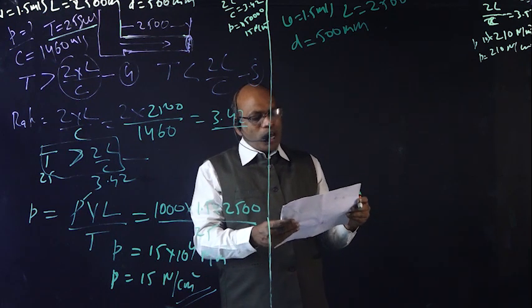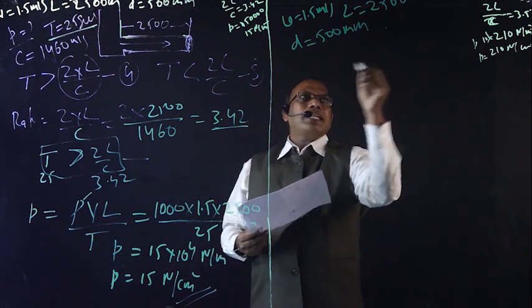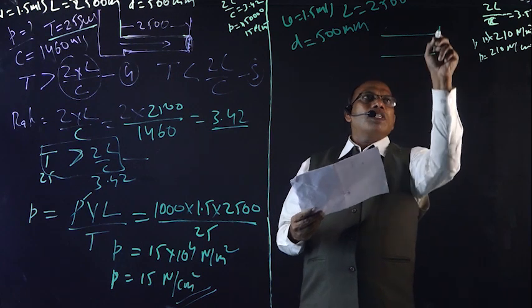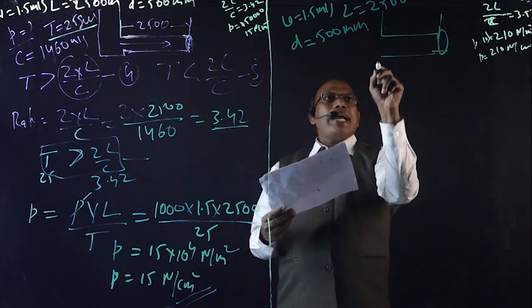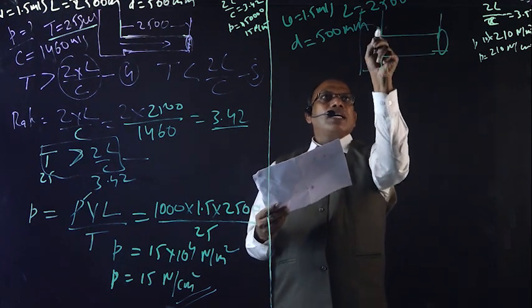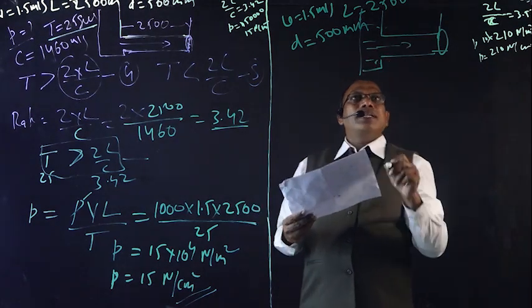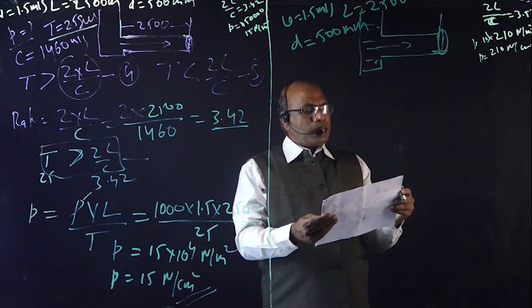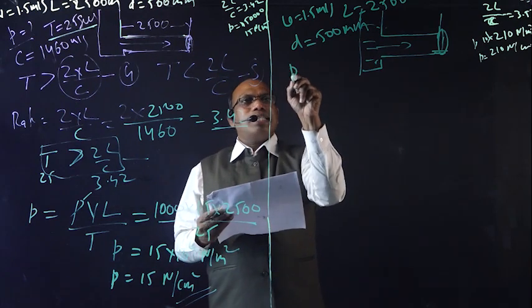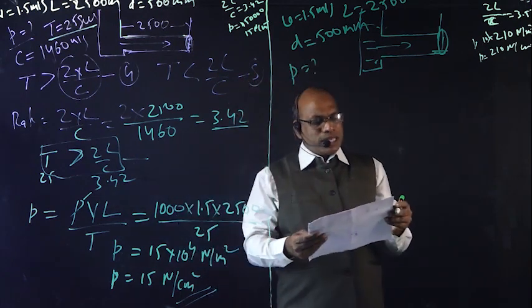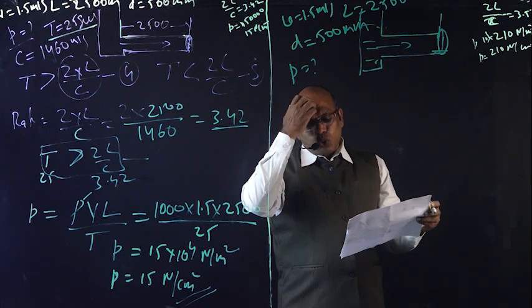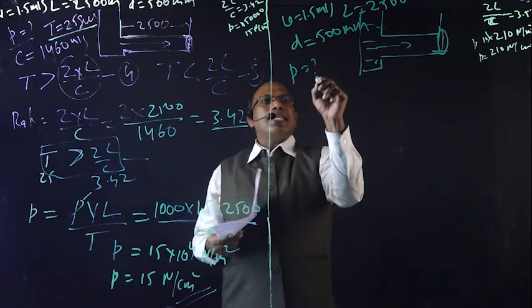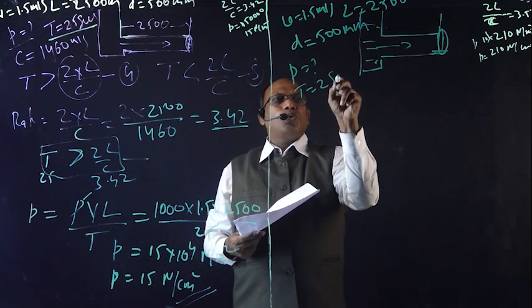At the end of the pipe, the valve is provided, same as the earlier case. This is the pipe, valve is provided here. This is the tank. Find the raise in the pressure. What is the pressure intensity? The valve is closed in 2 seconds. T is given, T is equal to 2 seconds.